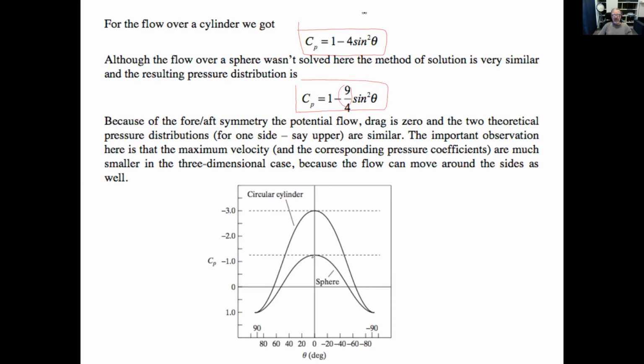Why? And here are the plots. The reason is that in 3-dimensional flow, the flow can go around on the sides, and therefore the suction, or the increase in velocity, which is the same thing, is going to be less. So if you have a 2-dimensional case and then you try the 3-dimensional case, the pressures are going to be less and the velocities are going to be less as well. It's the same thing. So that was the objective.